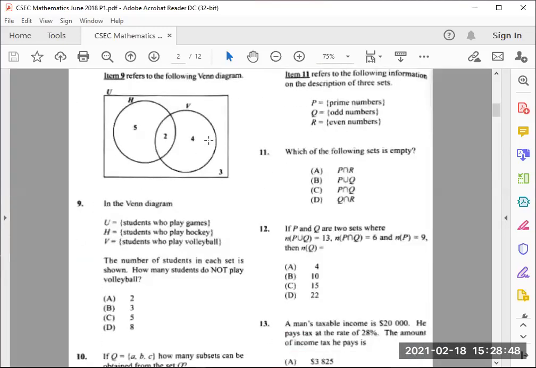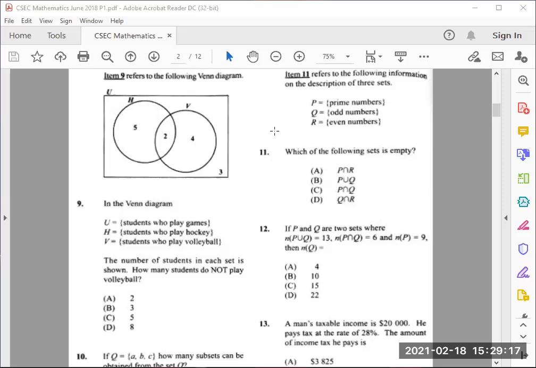Number 11 refers to that set. Which of the following set is empty?